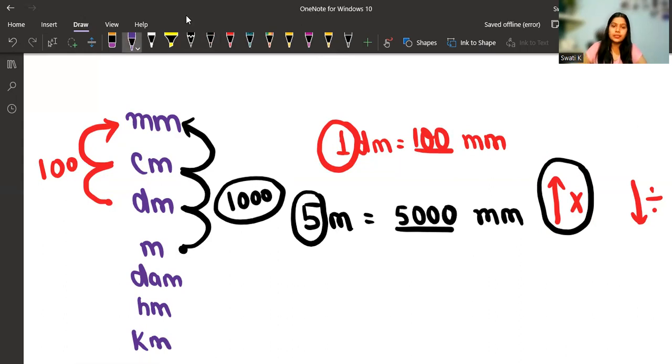Let's take another number. For example, 20 hectometer equals how many decameter?